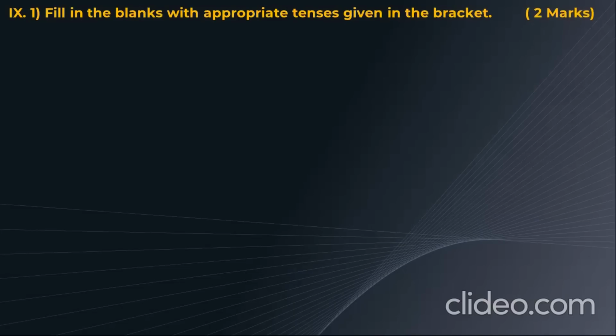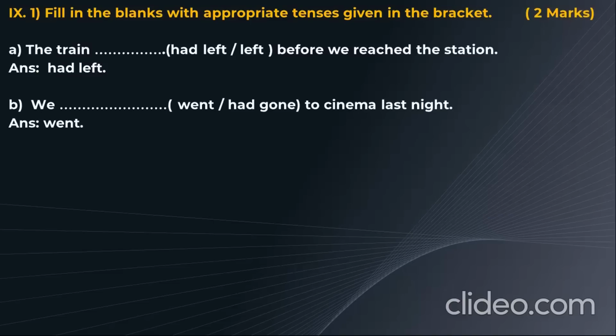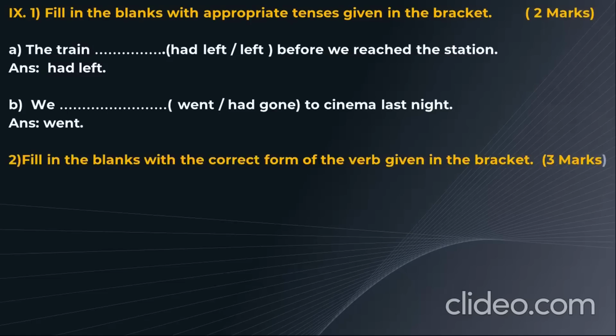Then fill in the blanks with the appropriate tenses. That's for a 2 marks question. The train had left before we reached the station. Correct answer, had left. We went to cinema last night. Correct answer, went.